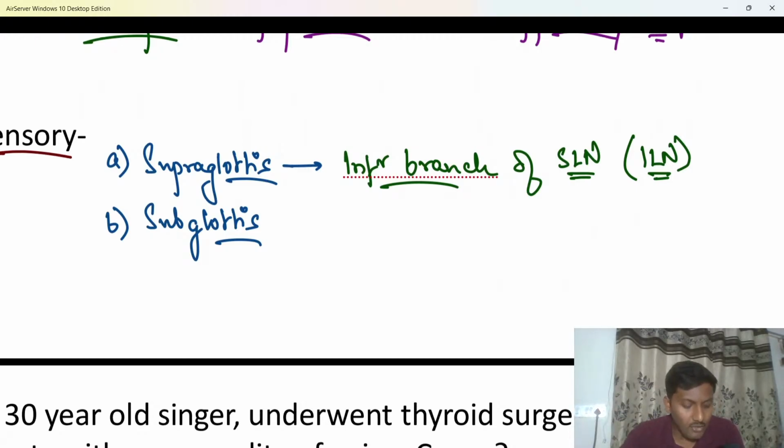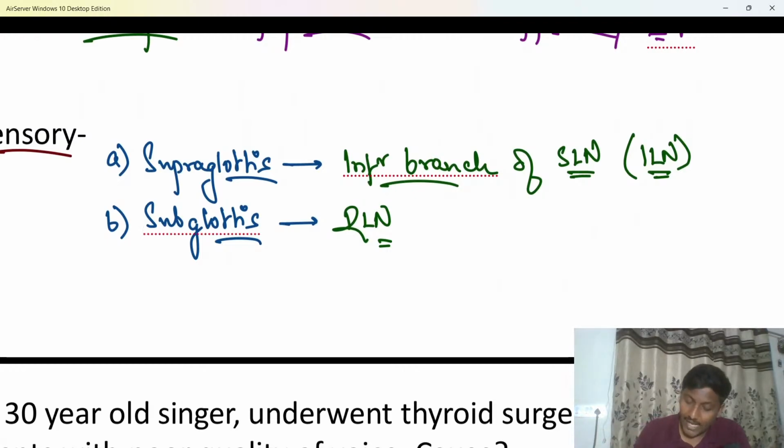Therefore, it is called the RLN, or recurrent laryngeal nerve. So definitely, as the subglottis is below, it is supplied by the RLN. It gets the sensory nerve supply from the recurrent laryngeal nerve. Okay? And lastly, what is left?